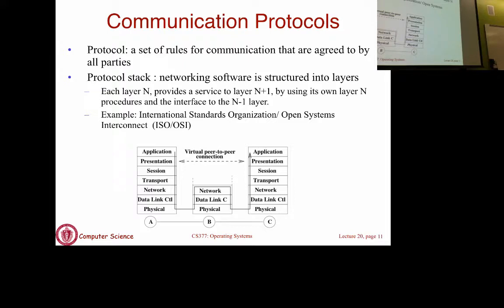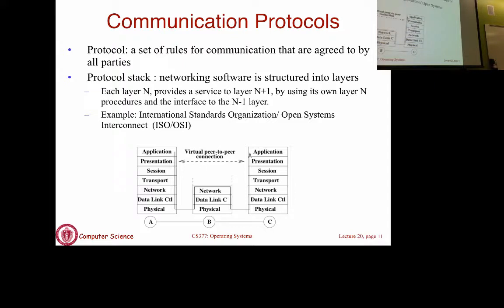Okay? Now these days the language that most machines speak is TCP/IP. Those are the rules that machines communicate with. But that's not the only protocol stack that is available. There are many others, but TCP/IP is the most common and the most prevalent one.